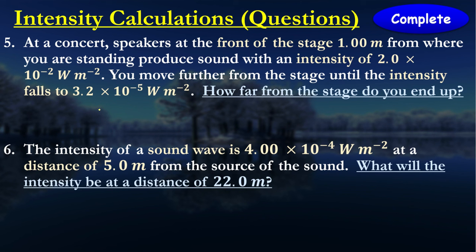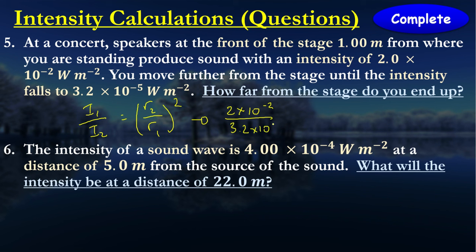Let's sort it out. The inverse square formula of intensity of light or sound is I1 over I2 equals R2 over R1, and we're going to put the squares in as well. We know the original intensity, that's 2 times 10 to the minus 2. We also have 3.2 times 10 to the minus 5. And we're trying to find R2. The distance of the original is 1.